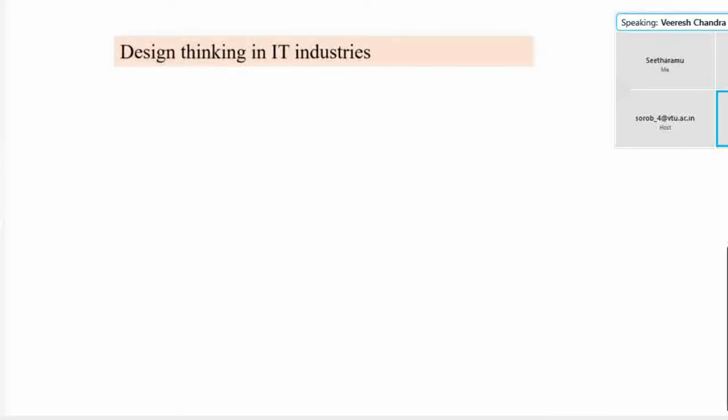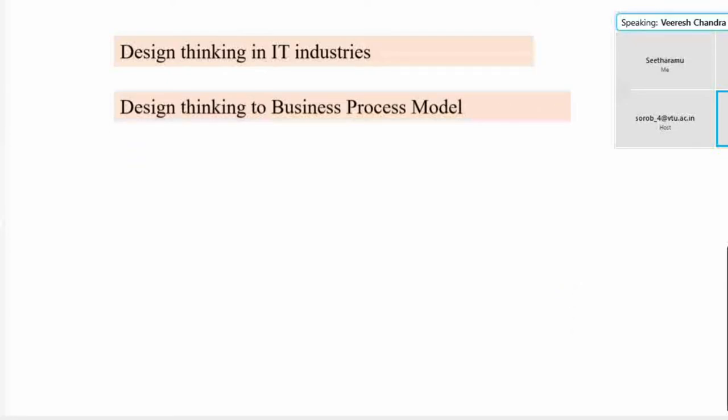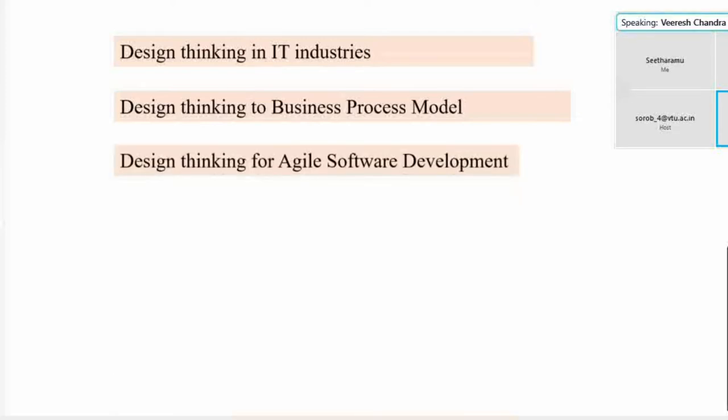So these are the contents to be covered. Design thinking in the IT industry, that has to be explained to the students, of course. Then design thinking to business process modeling, that is, what exactly is the relationship between them. When I talk about business process models, how exactly design thinking can be incorporated in it. Then design thinking for agile software development. First of all, we will see what exactly is agile methodology, and how design thinking can be adopted in it for developing software. Finally, as I've already told you, virtual collaboration, how exactly teams can work collaboratively even though they are at different places on earth, that too virtually.